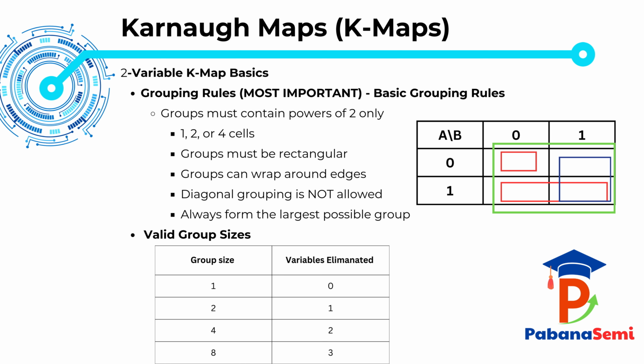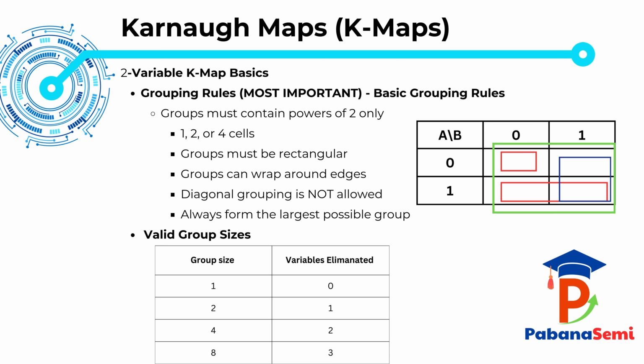Let us examine the table presented below. A group of 1 cell eliminates 0 variables. A group of 2 cells eliminates 1 variable. A group of 4 cells eliminates 2 variables. A group of 8 cells eliminates 3 variables. So remember, a bigger group means fewer variables and fewer gates.